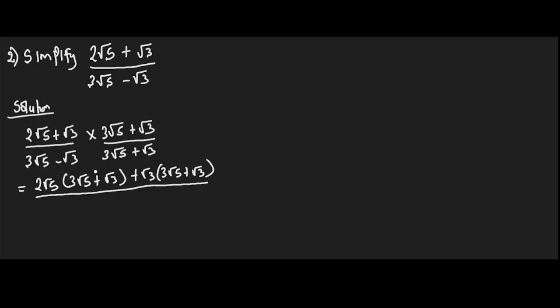from what we have learned earlier, applying the difference of two squares here, since they are conjugate surds, it will be faster for us to apply that. Definitely this is going to be 3 root 5 all squared minus root 3 all squared.